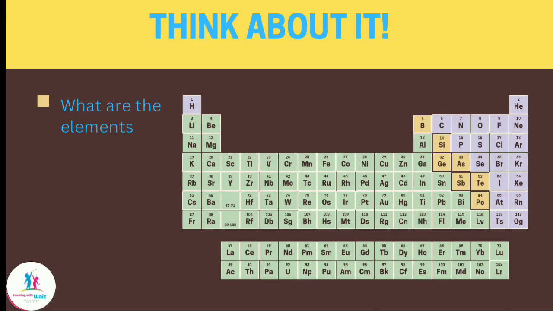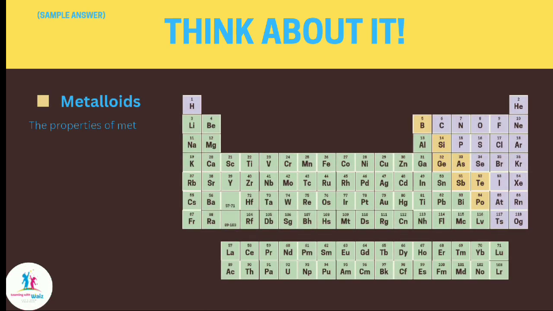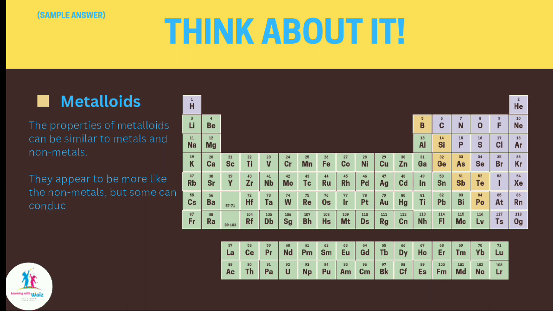Think about it. What are the elements in yellow collectively? The answer is metalloids. The properties of metalloids can be similar to metals and nonmetals. They appear to be more like the nonmetals, but some can conduct electricity. These so-called semiconductors, such as Si and Ge, are useful in many electrical devices.